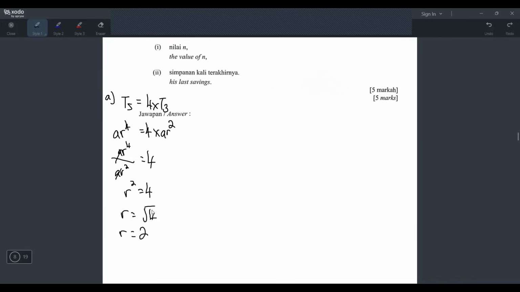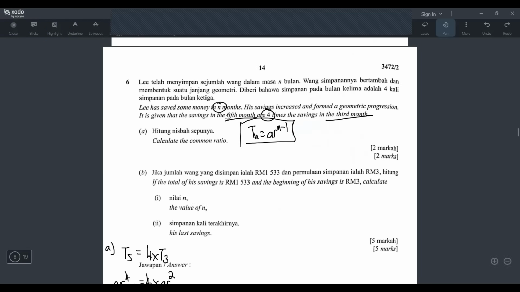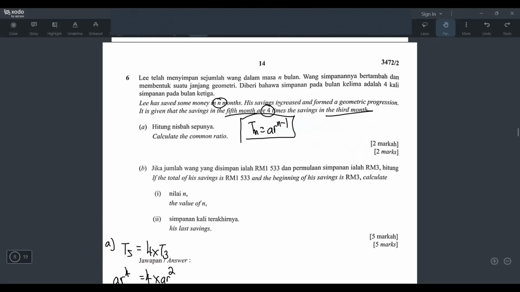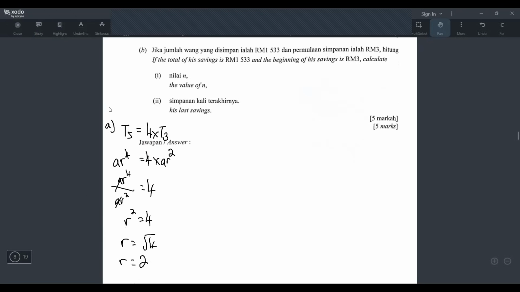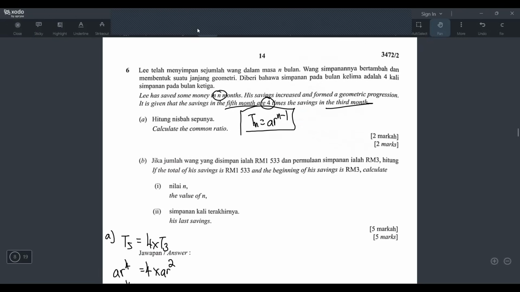Actually, square root 4 has another answer, negative 2, right? But it cannot be negative. Because if R is negative, it means the saving is negative. How can the saving be negative? The savings keep increasing. If your R is negative, your progression will look like this: positive, negative, positive, negative, positive, negative. Because when you multiply with a negative number, the sign will change. That's why it will be positive, negative, positive, negative. Then it doesn't make sense, because the savings cannot be like this, right?